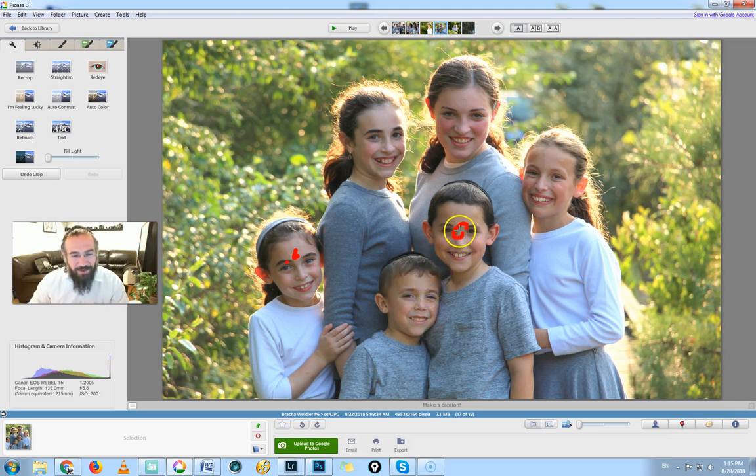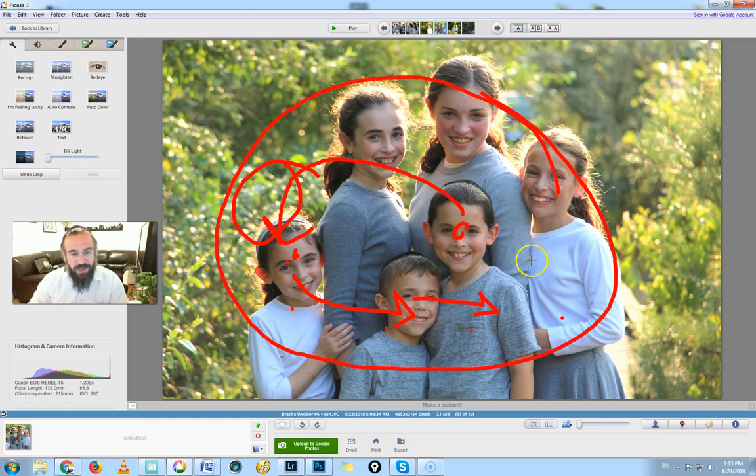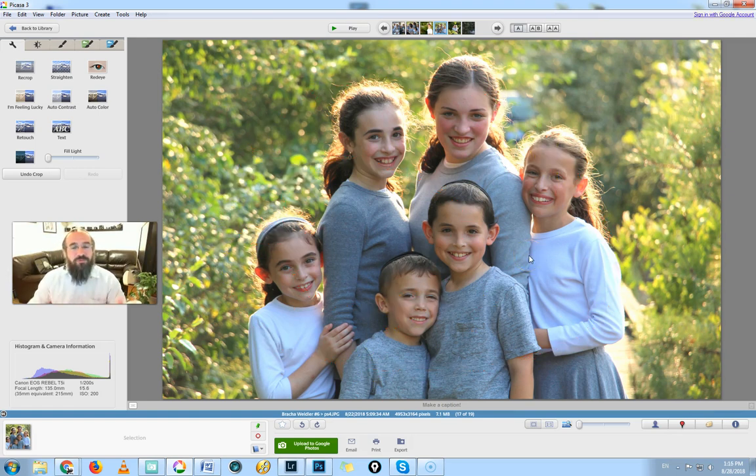Actually, I would move him here, and I would move her here, and I would move him here, and then it would be grey, white, grey, white, and also the sizes would be a little bit more comparable. He would be over here like this, and it would just make it a little bit more uniform. But this is really, really good stuff. I'm really happy about this.